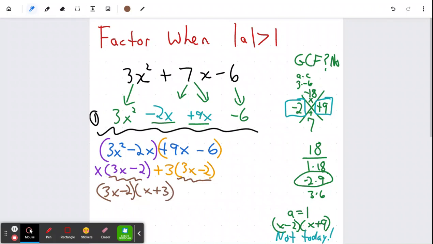I'm going to say that one more time. You're going to take these two parentheses, since they match, and bring that out as 1 to the front. And then the second parentheses is going to be the leftovers wrapped up: x plus 3. You are all set now.